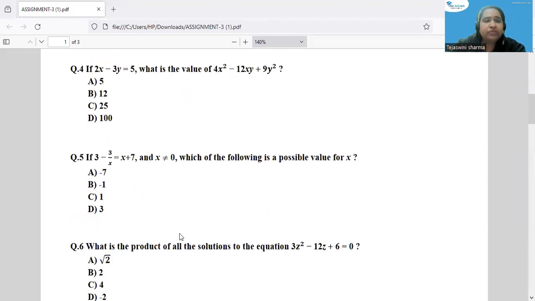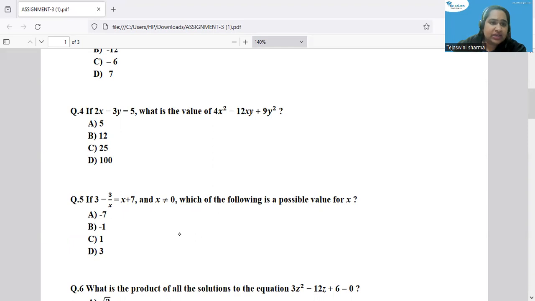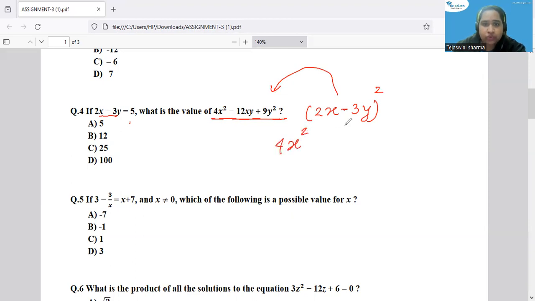Question number 4 says that if 2x minus 3y is equal to 5, what is the value of 4x to the power 2 minus 12xy plus 9y to the power 2? By observing 2x minus 3y and this expression closely, you can see that if I square this expression, will I get the same expression? Yes. 4x to the power 2, and 3y squared means 9y square, which is also positive. And 2 and 3 will give you 6, and 6 when multiplied by 2 from the formula, you will get minus 12xy here. So you have got the same expression.